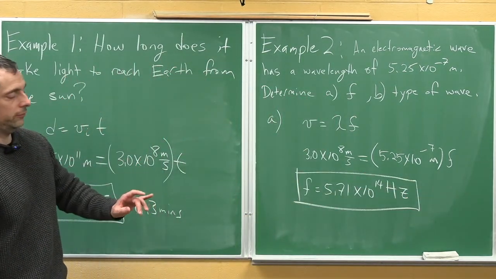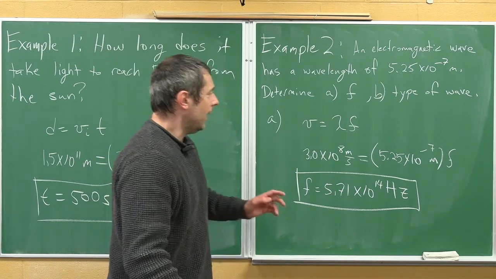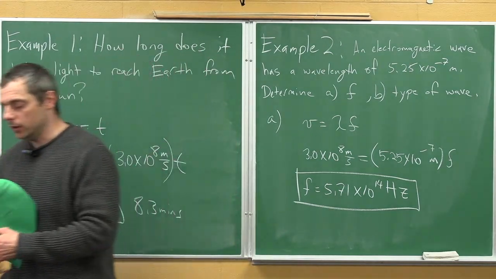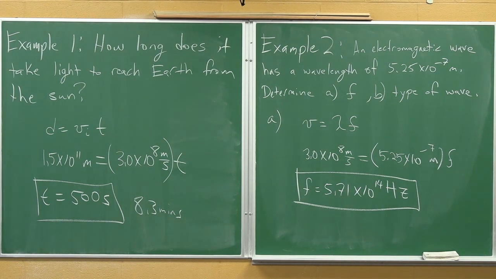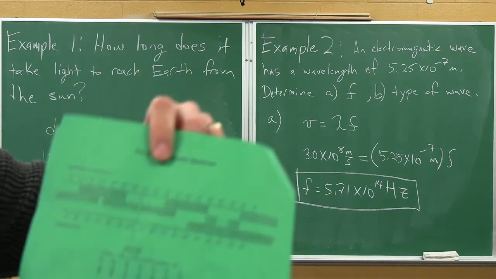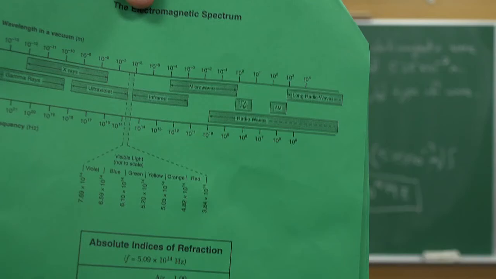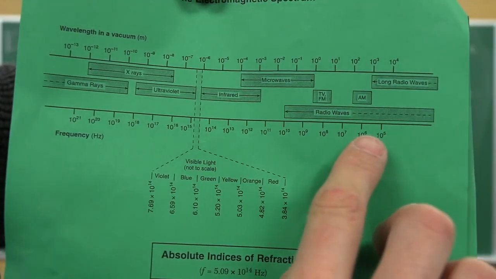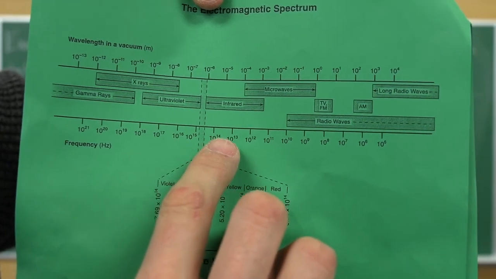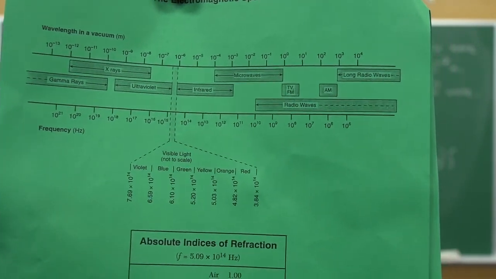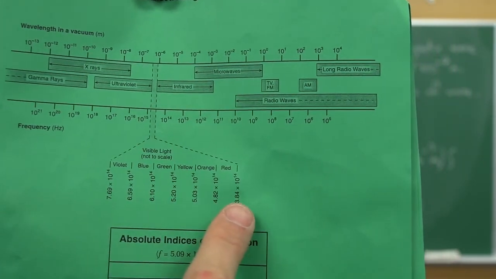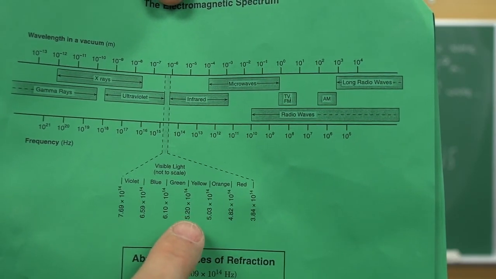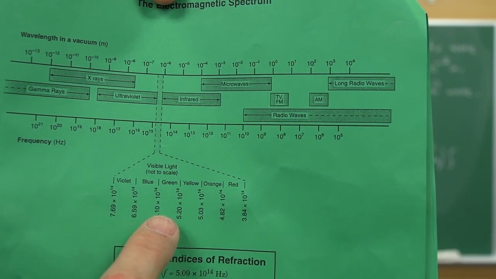Okay, there's the frequency. The next part, identify the type of wave. We use the electromagnetic spectrum, and we look up what that would be based on that frequency. So we see here again, the spectrum. We see 10 to the 14th is somewhere between 10 to the 15th, 10 to the 14th. Maybe it's visible light then. So we look down here. Again, it's 5.7 times 10 to the 14th, and we see that that falls between 5.2 and 6.1 times 10 to the 14th.